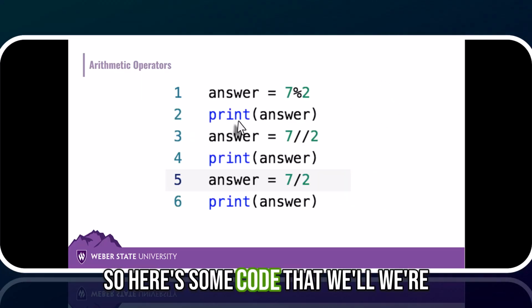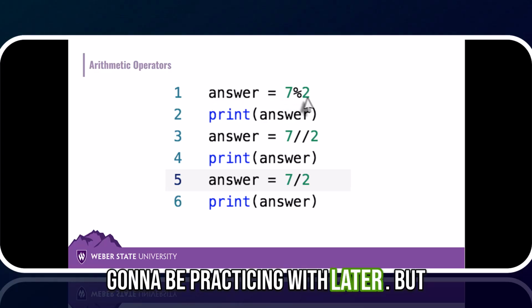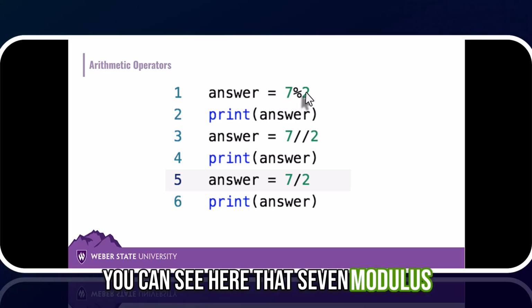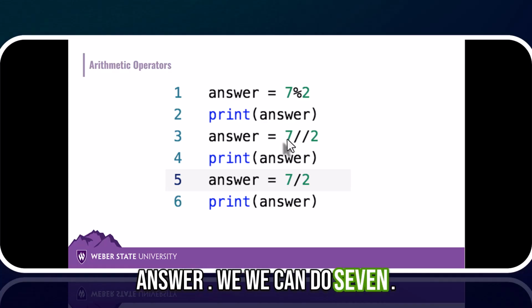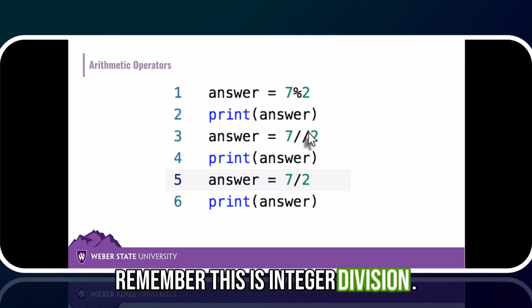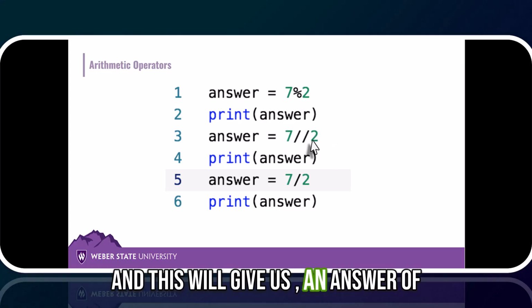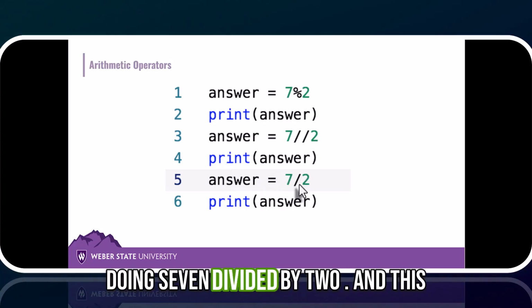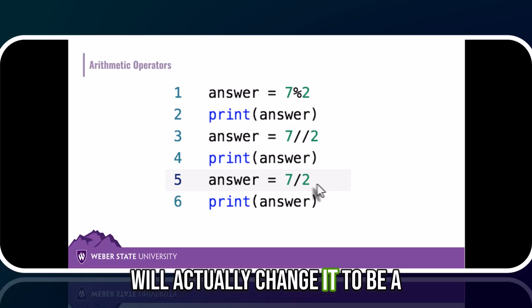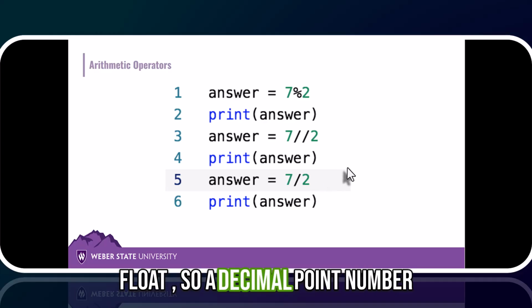So here's some code that we're going to be practicing with later, but you can see here that 7 modulus 2, we're assigning it to a variable answer. We can do 7, remember this is integer division, and this will give us an answer of 3. And then right here we're doing 7 divided by 2, and this will actually change it to be a float, so a decimal point number.